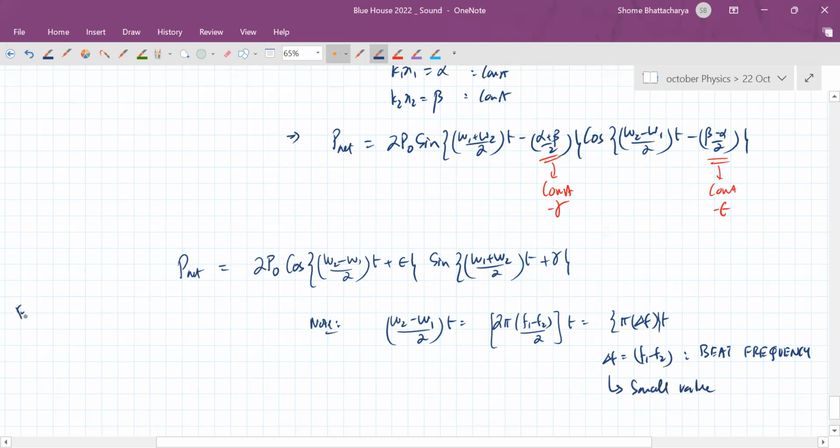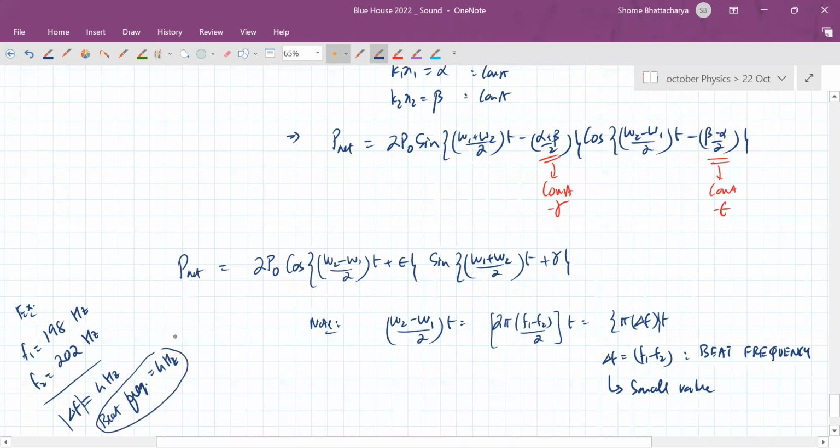So if we take an example where, let's say, our f1 is 198 hertz and our f2 is 202 hertz, then delta f here, I mean, typically we take it with a mod value. So mod of delta f is 4 hertz. So the beat frequency is equal to 4 hertz here. Now we'll understand why we call this the beat frequency in just a moment. So actually the beat frequency becomes mod of delta f.